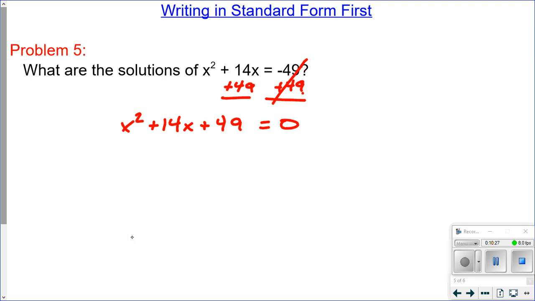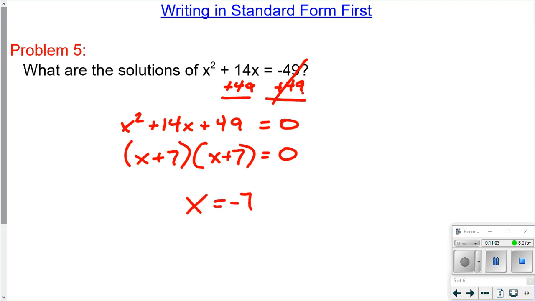All right, and now it's just a basic trinomial. So I'm looking for two numbers whose product is 49 and whose sum is 14. So it's a fairly simple one. It's just 7 and 7, right? So I have (x + 7)(x + 7) = 0. And hopefully you can see this one only has one solution. So both of these, if you set them equal to 0, would come out to -7. So the solution to this problem is x equals -7, and there's only one solution.